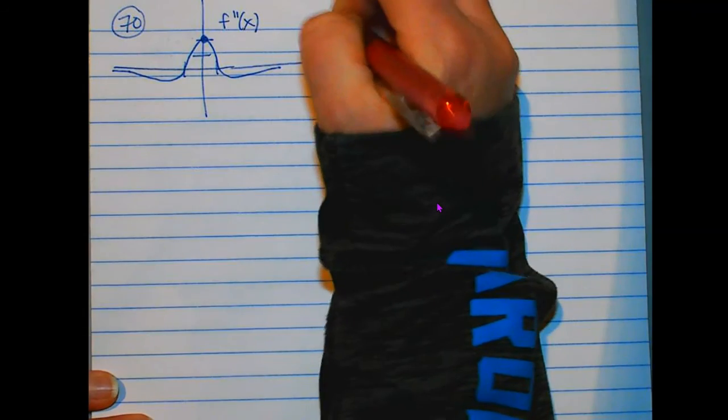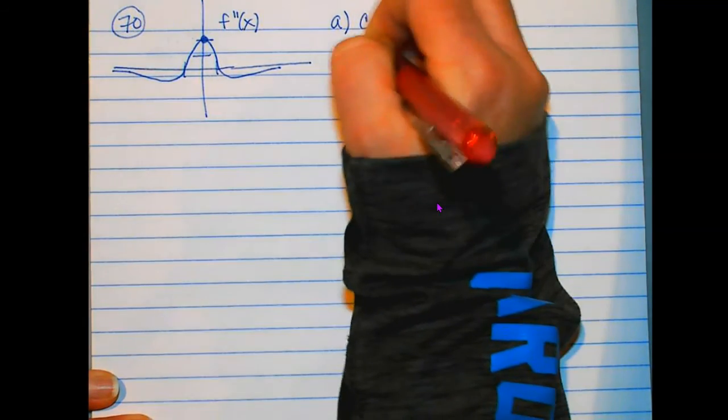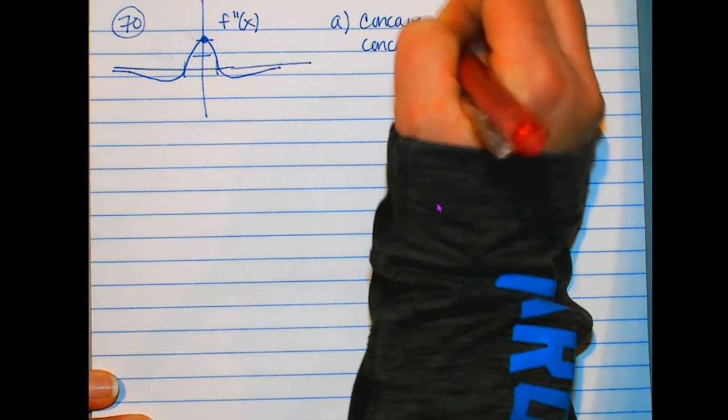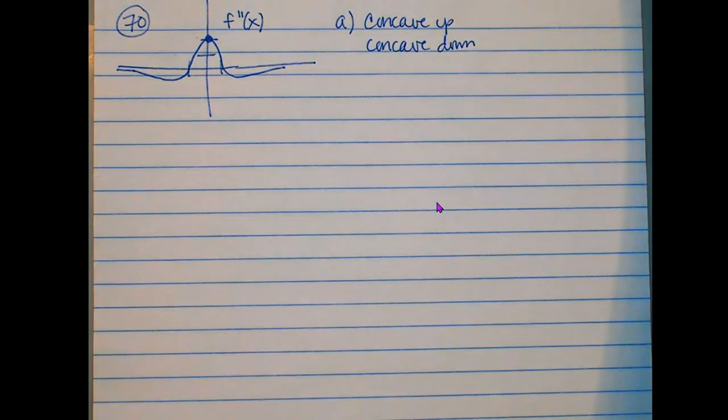Okay, so 70 says, the graph of the second derivative of f is shown in the figure. Use the graph to find the intervals on which the graph is concave up or concave down. So A, concave up, concave down. So if this is the second derivative, we're looking at its positives and negatives.